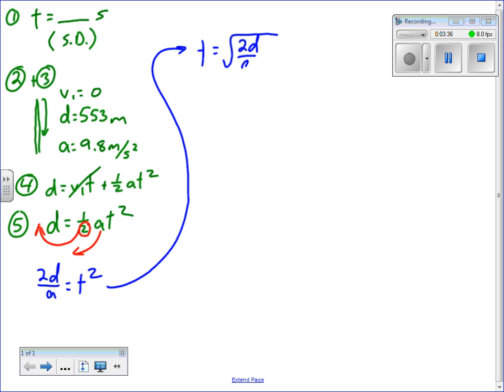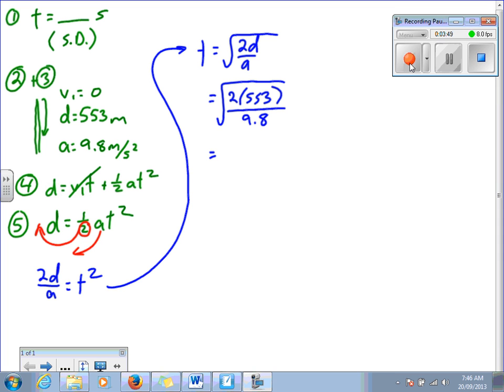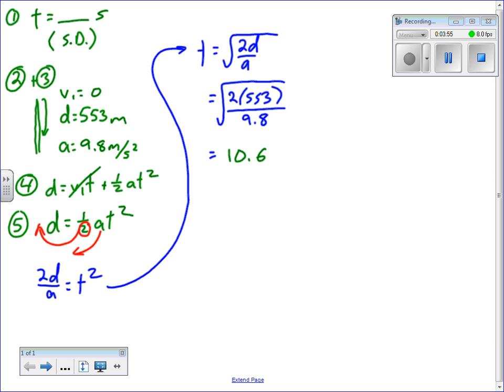of 2d over a. Plug the numbers in, and we get the square root of 2 times 553 divided by 9.8. Do the calculation quickly, and we get an answer of 10.6. But because we were given significant digits in the question, the given information, we had 3 sig digs here and 2 sig digs here. Our final answer has to have 2 significant digits, so we would round 10.6 to 11 seconds. So there's the easy question.